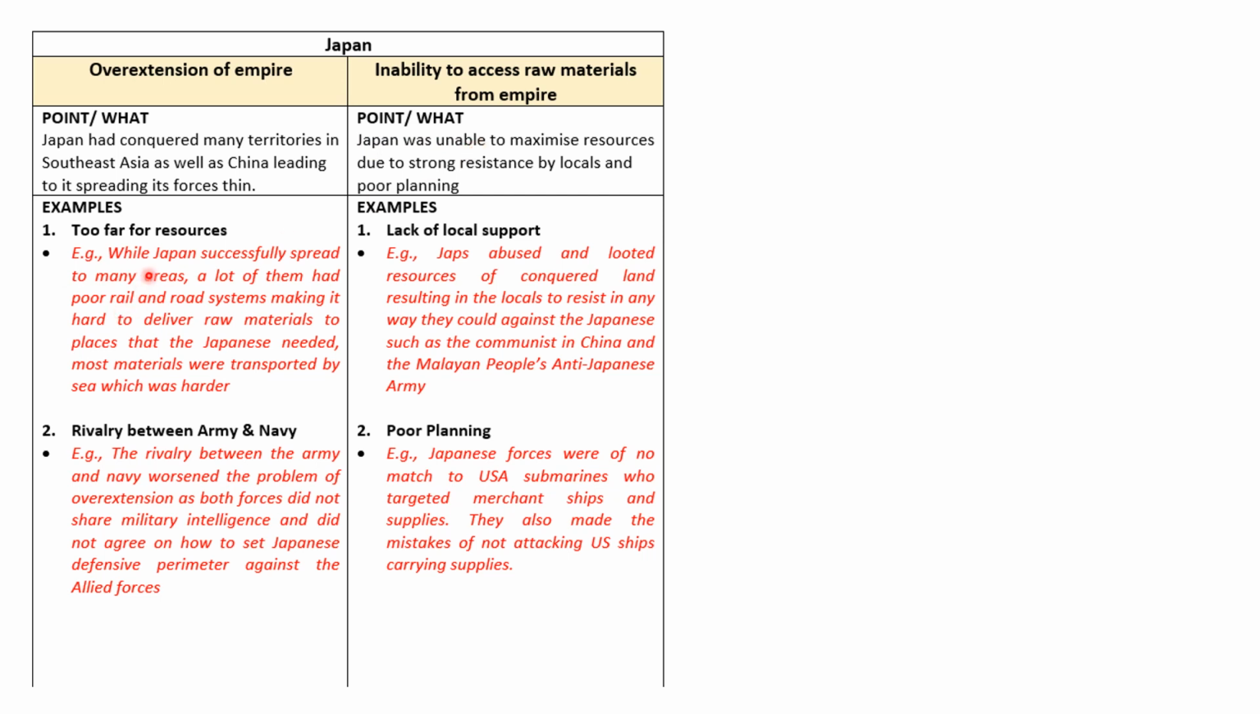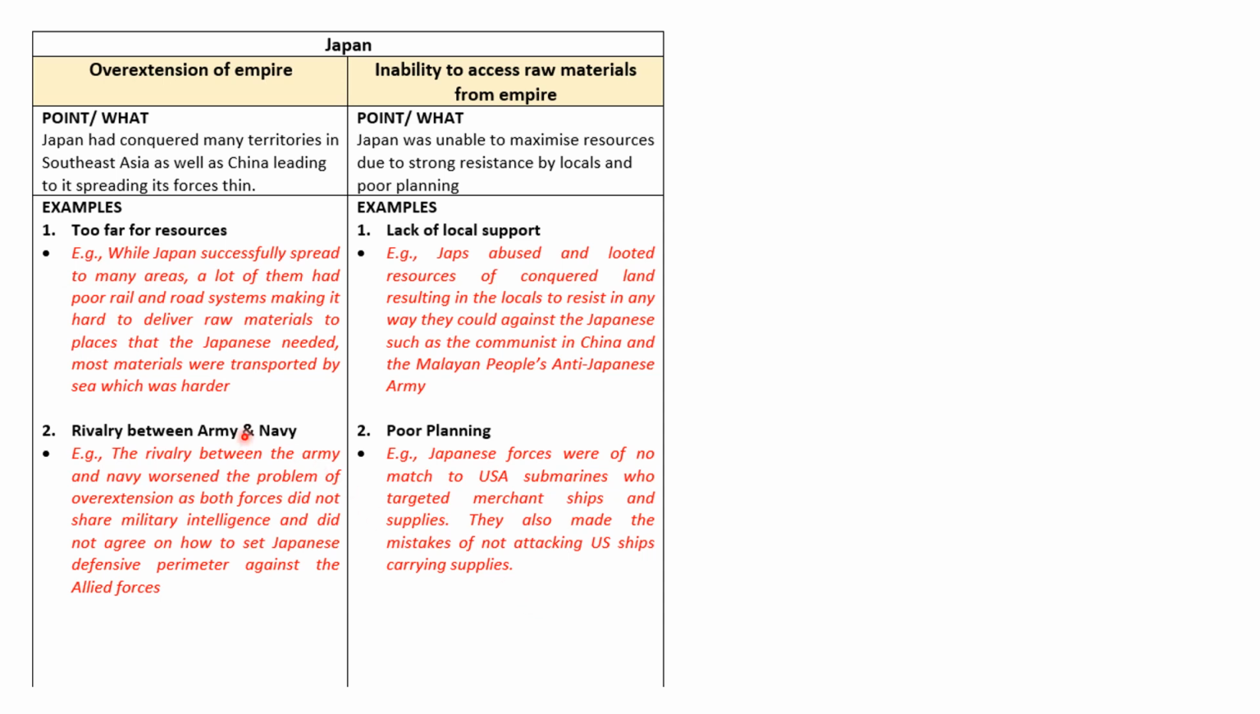Okay, resources were too far. And it doesn't help that locally there are people who don't support the Japanese, and if the Japanese don't plan very well, obviously if they make mistakes, they're going to blunder. They've blundered, they will lose the war.